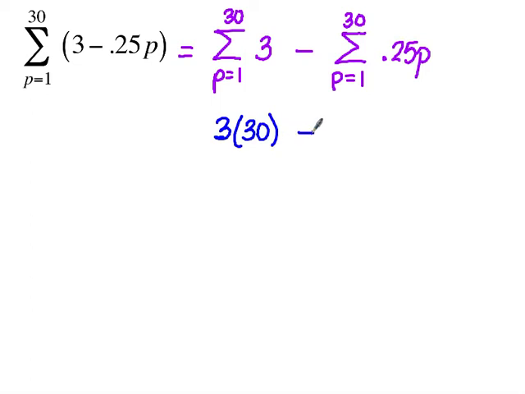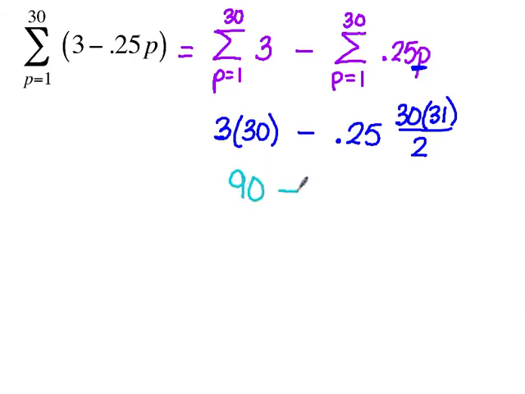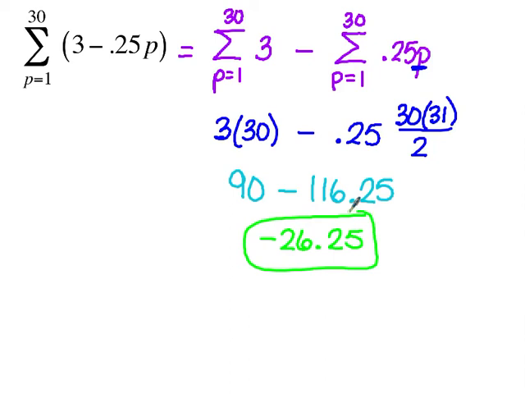And then for the next one, what do you do with the 0.25? You just move that out front, and then you sum what p is. Remember, p is n times n plus 1 divided by 2. So in this case, 30 times 31 divided by 2. First of all, I start with 90, and then minus 116.25. So your answer is in fact negative, and that's okay because you can sum negative numbers. Negative 26.25.